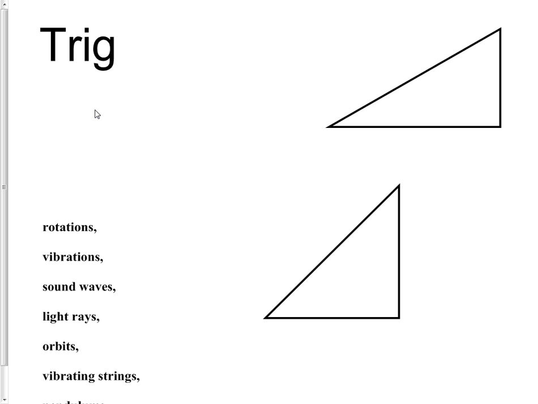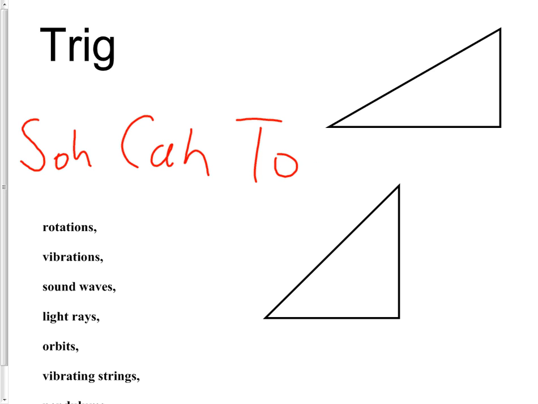SOHCAHTOA. And what does the S in SOHCAHTOA stand for? Sine. And the OH? Opposite over hypotenuse. CAH, what does that stand for? Cosine, and that's adjacent over hypotenuse. Very good. Sine, oh wait, I should write it SOH. And TOA, tangent, is opposite over adjacent. Okay, so you remember those.